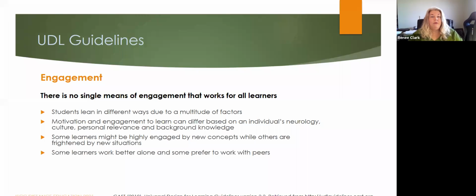Some learners are really excited if they get to do something new. It's the greatest thing in the world. They're great from the get-go. Let's do this. And some people are absolutely terrified. They don't want to do anything new. The thought of failure scares them to death. So it's all these different mixes that you have in the group here. A lot of learners work better alone. Some would prefer to work with peers or in a group.